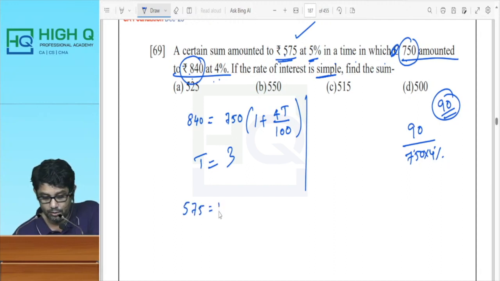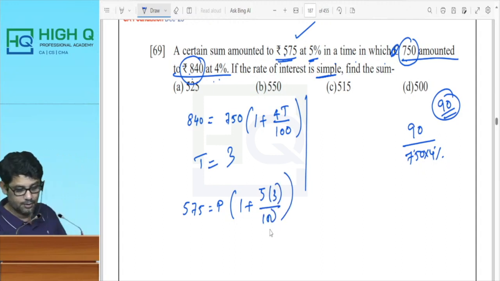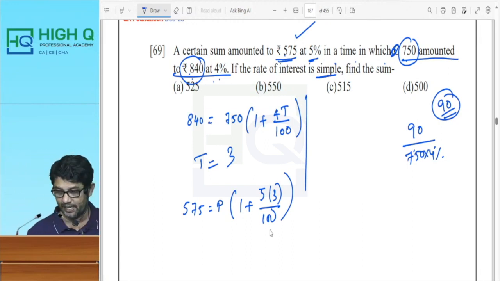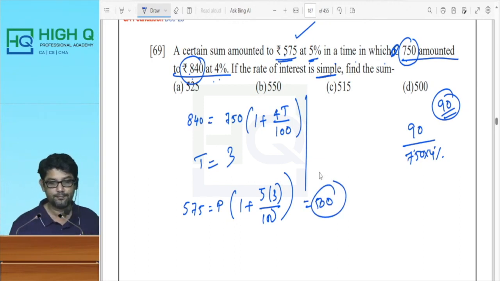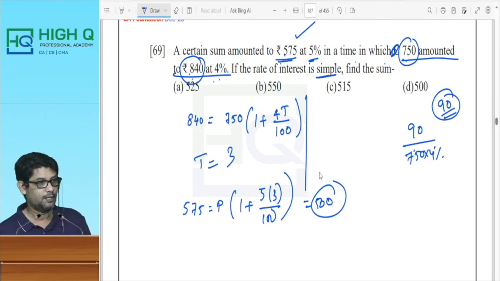575 is equal to P into 1 plus RT. 5 into T. What is T? 3 divided by 100. Simplify. What I simply do, 15 divided by 100 plus 1, divided by, equal to into 575. I'm getting 499.999, approximately 500. Right?